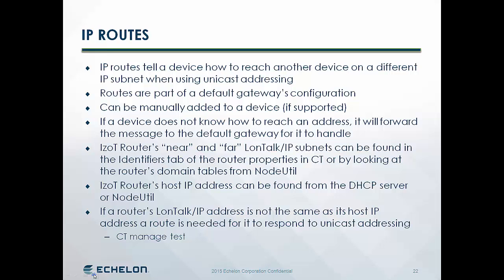And IzoT router near and far LonTalk IP subnets can be found in the Identifiers tab of the router properties in IzoT, by looking at the router domains, or by looking at the router's domains table from within node-util. A router's host IP address can be found from the DHCP server or from node-util. And if a router's LonTalk IP address is not the same as its host IP address, a route is needed for it to respond to unicast messaging, such as CT's managed test.